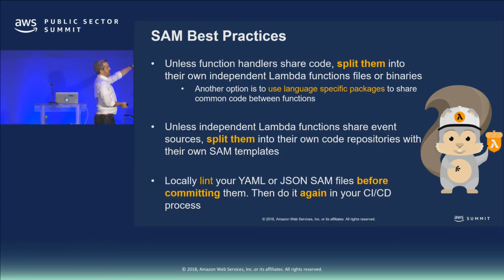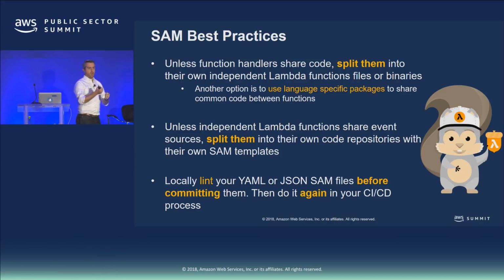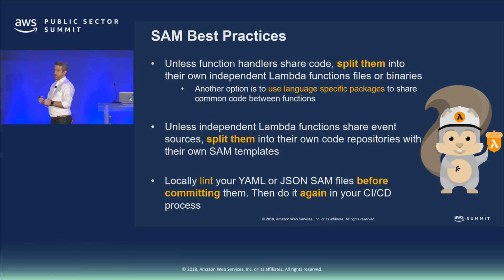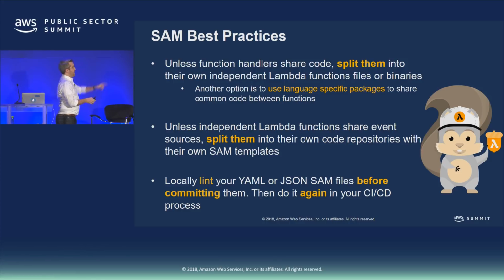Essentially, unless your function handlers, unless various Lambda functions that are part of the same application need to share code, put them into their own Lambda function file or their own jar, for example. And this is going to allow you to potentially, if you ever have to split that application up into, say, multiple services, it makes it much easier versus if you have to pull out code from a single small code base. And this is a great place for you to lean on things like language-specific packages, like NPM packages or pip packages or Maven files or NuGet packages for .NET.